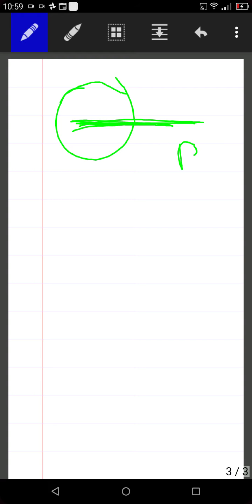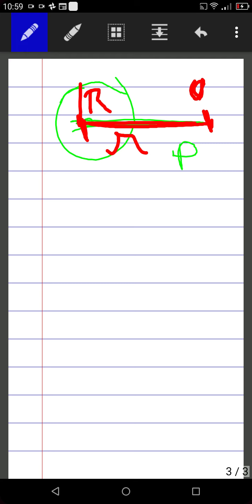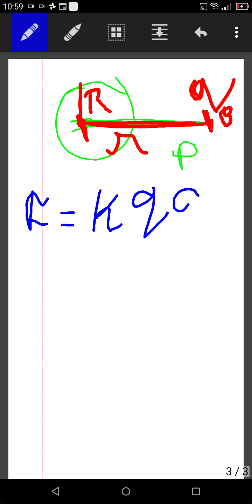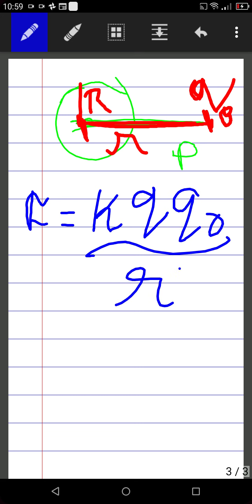Here some point P is there. This is the center of the sphere. Capital R is the radius of the sphere, and small r is the distance between this point P and the center. At this P, some charge q naught we will take. So here F is equal to kQq naught by r square.